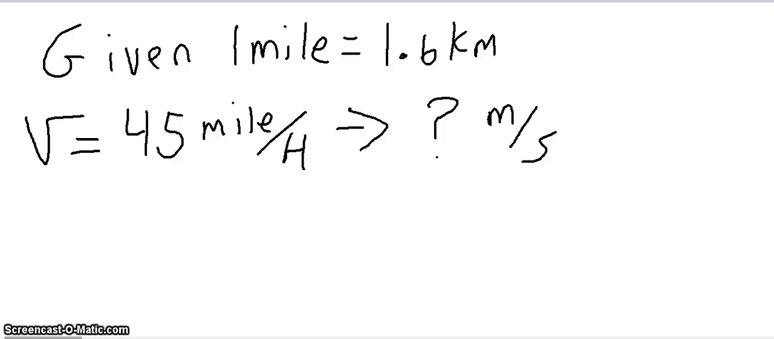Alright, so here's our conversion problem. We're given that 1 mile, this conversion factor, 1 mile is equal to 1.6 kilometers. And the problem now is to go from miles per hour to meters per second. So we start with 45 miles per hour, and we want to convert that to meters per second.